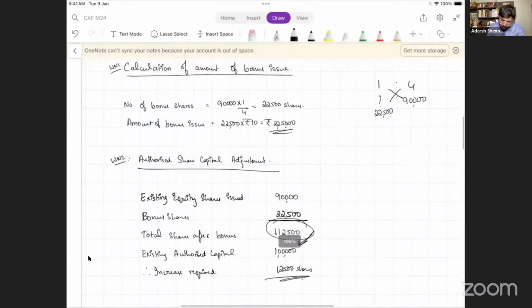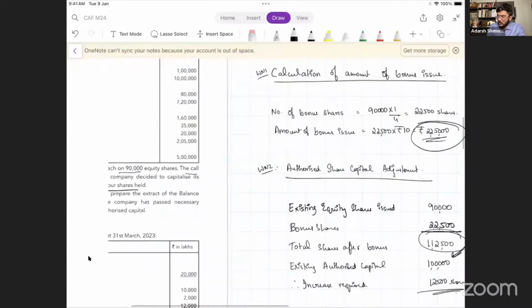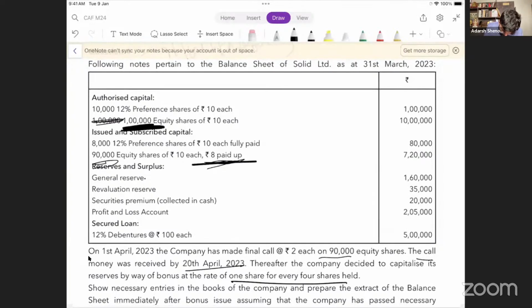Bonus issue, I need a total of 2,25,000. Let us see what reserves and all we have, what and all I can utilize. I need 2,25,000 rupees for the bonus. I had done working note one and calculated this. So let's look at the different reserves we have. Reserves and surplus. So there is general reserve, and revaluation reserve.